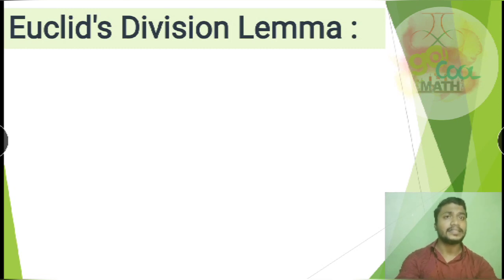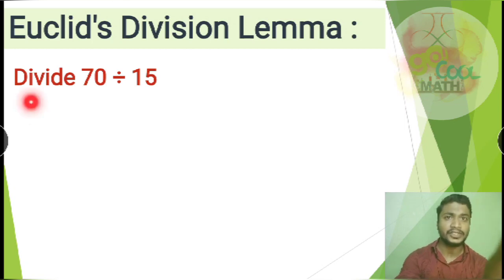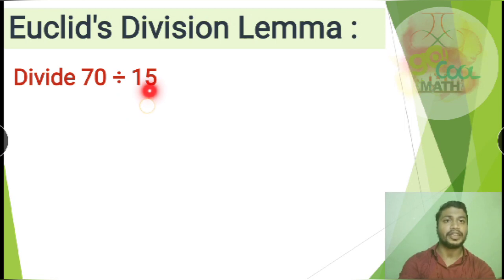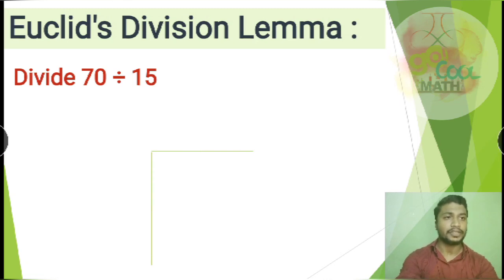Let us understand the Euclid division lemma by giving an example, that is, divide 70 by 15. So let us divide 70 by 15. So we all know the division where the 70 is called the dividend and the 15 is the divisor.